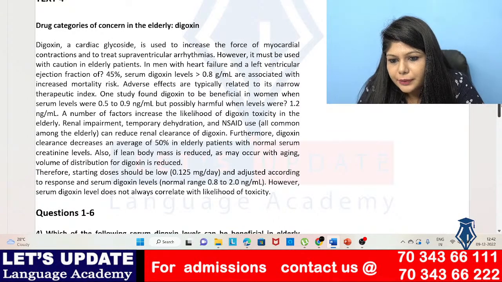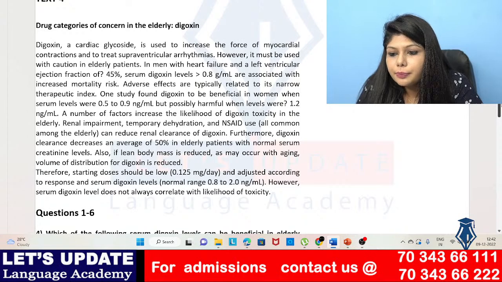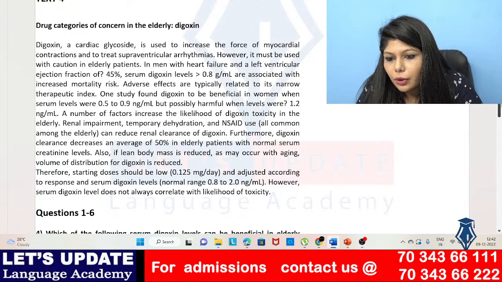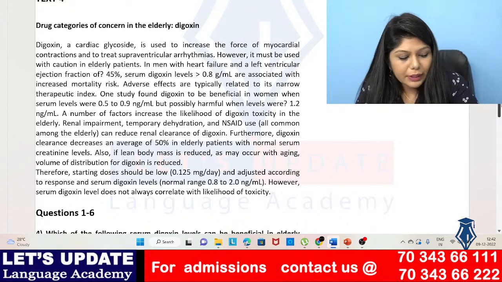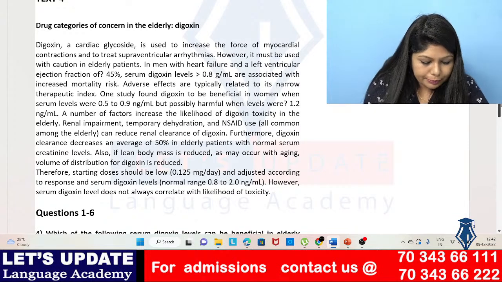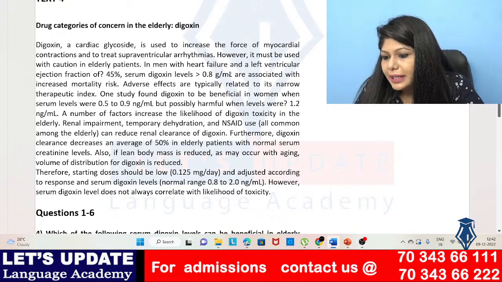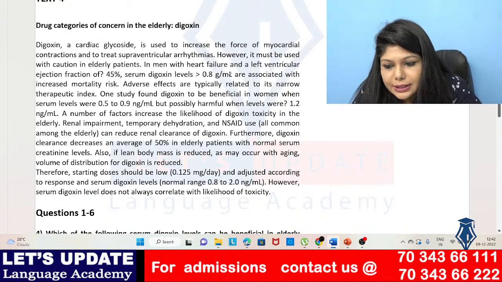Digoxin is a cardiac glycoside used to increase the force of myocardial contractions and to treat supraventricular arrhythmias. However, it must be used with caution in elderly patients and men with heart failure and a left ventricular ejection fraction of 45%. Serum digoxin levels greater than 0.8 ng per ml are associated with increased mortality risk. Adverse effects are typically related to its narrow therapeutic index.